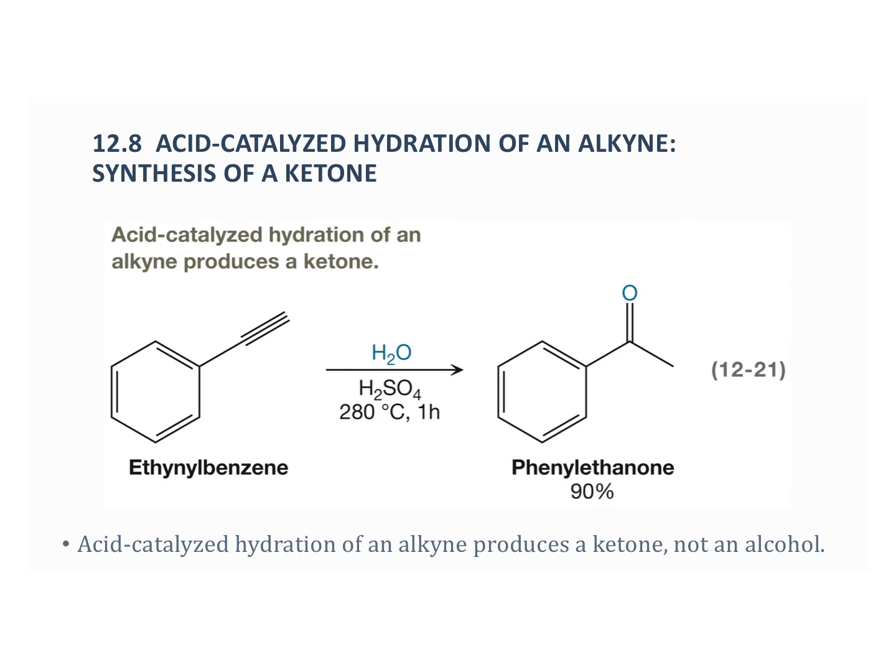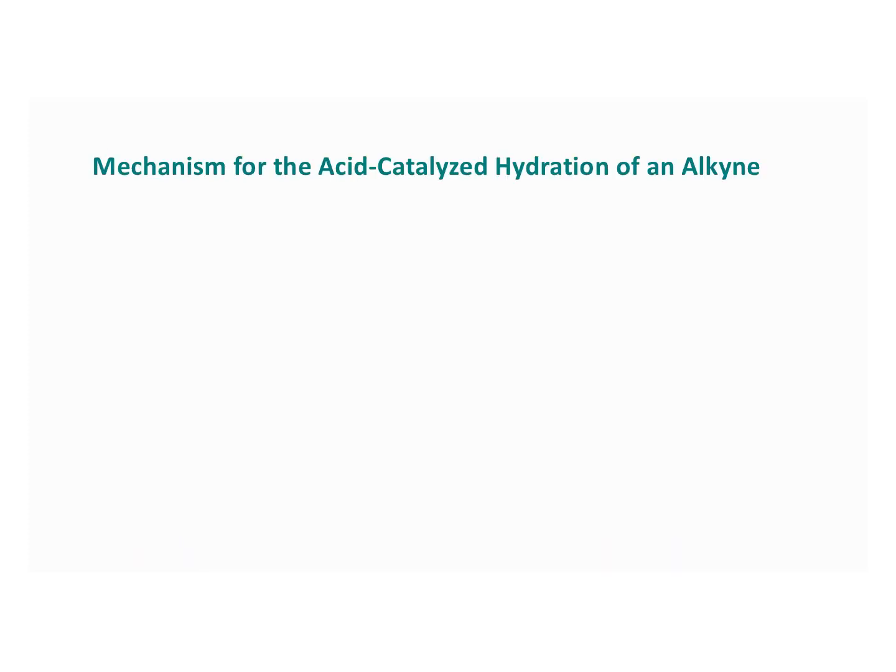Now before, when we did a double bond, we formed an alcohol, right? But I want you to notice the acid-catalyzed hydration of an alkyne does not form an alcohol, it forms a ketone. So now we have a way to synthesize ketones when we're looking at multi-step mechanisms. So let's look at the mechanism for this.